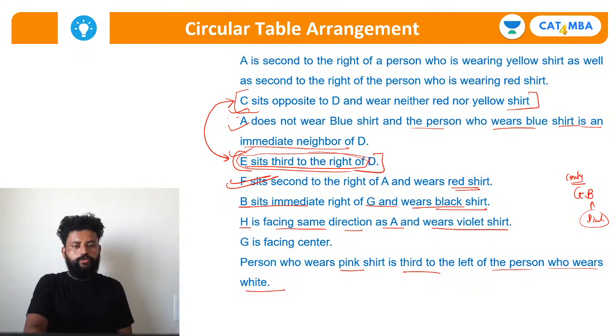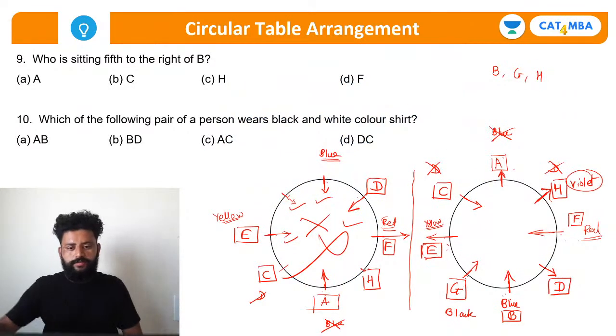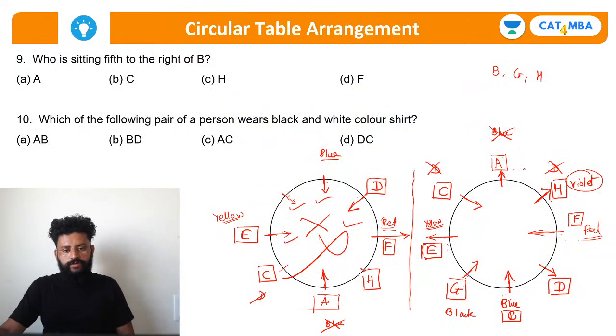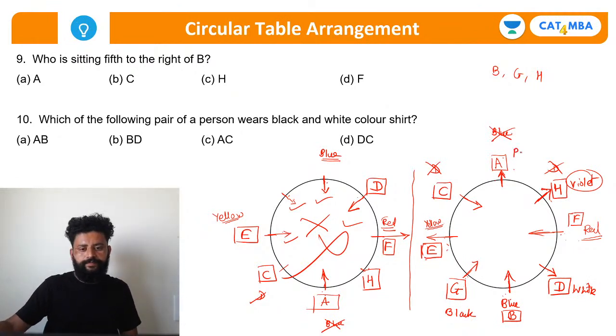Then we just need to connect the clues for the number means colors of the shirts. B sits immediate right of G and wears black shirt. H is facing the same direction as A, wears violet shirt. G is facing the pink shirt, third to the left of the person who wears white shirt. Okay, so we don't have where is white, but for sure white must be somewhere here. So that this will be the left part. 1, 2, 3, pink.